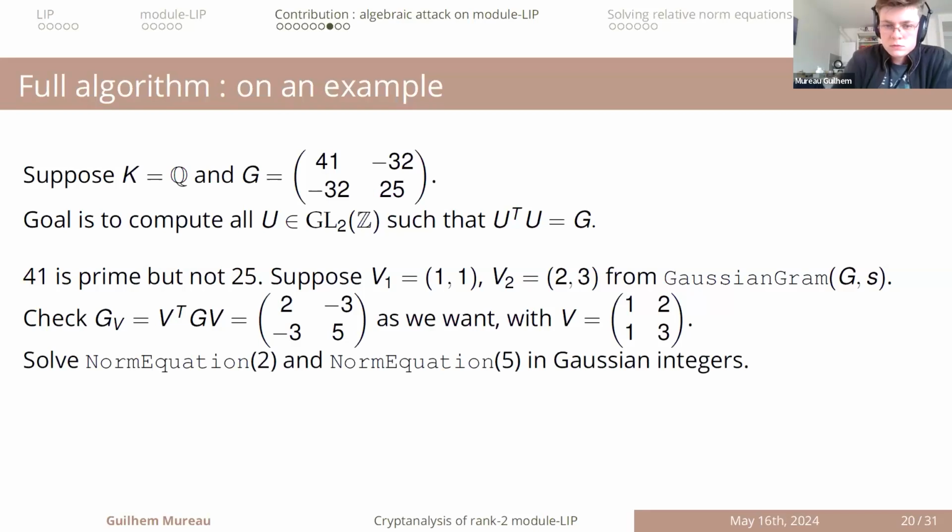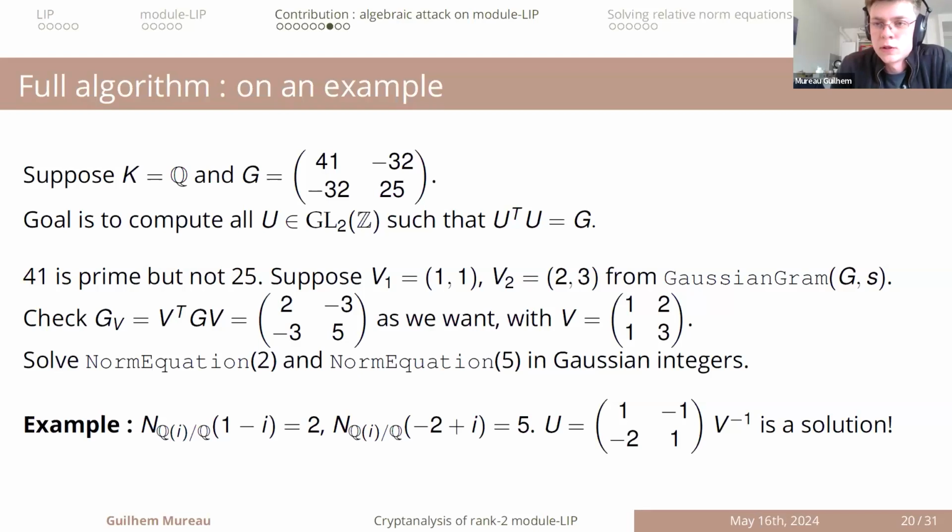Okay, so then we call the norm equation solver. Let me just do an example. I won't list all solutions, but for example, you can write 2 as the norm of 1 minus i and 5 as the norm of negative 2 plus i. So the matrix you get has columns (1, -2) and (-1, 1). And you divide on the right by D, the coefficient obtained during the randomization. And you check that this matrix is a solution to the initial problem.